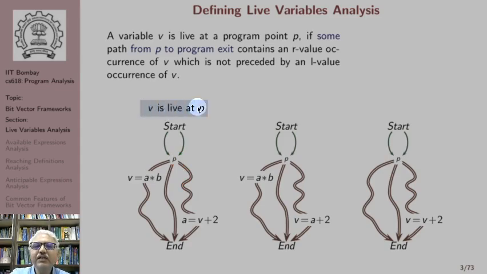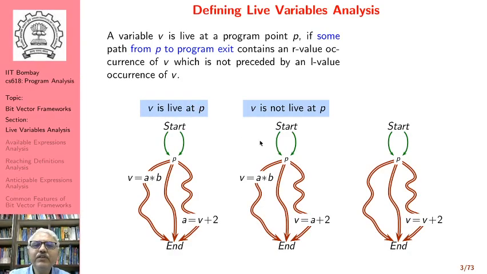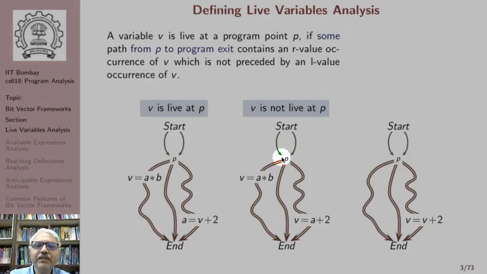In the second example, V is not live at P because this path does not have a use of V. This path does not read the value of V at all. This path defines a value of V. It's not read at all. And this path also defines a value of V. It's not read at all. And therefore, V is not live at this program point P.